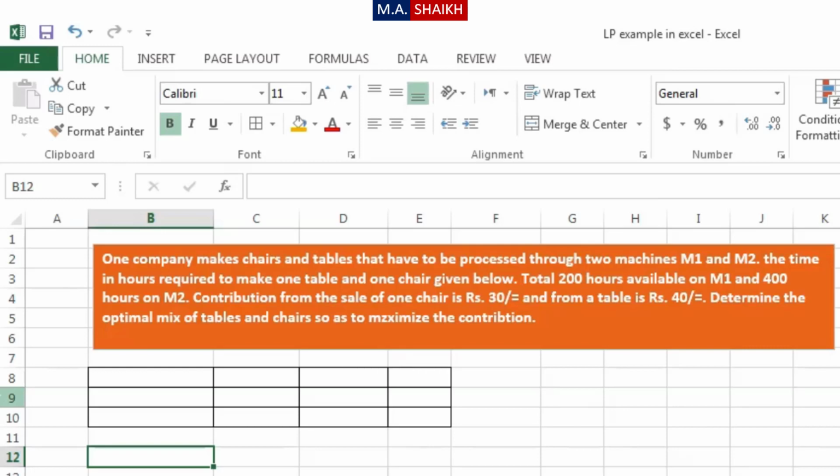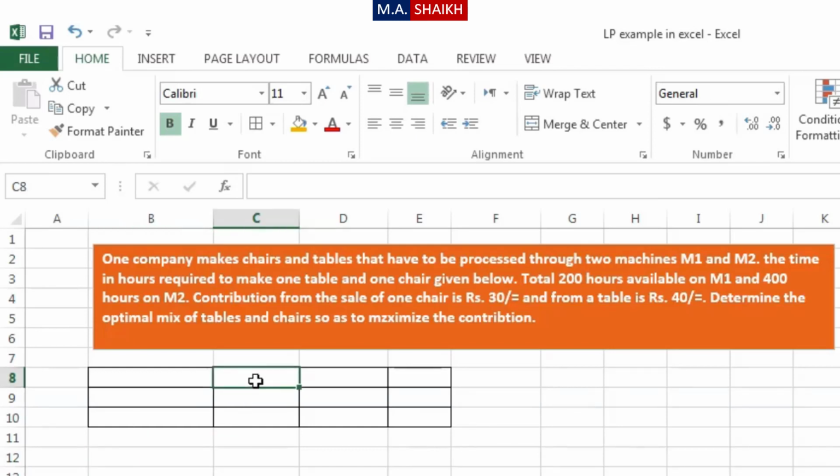Okay, this is one of the LP problems. You have done a few examples in the class. I'm going to read it. One company makes chairs and tables that have to be processed through two machines, M1 and M2.